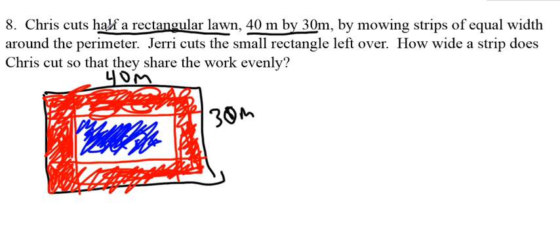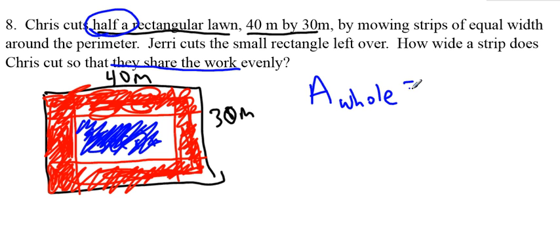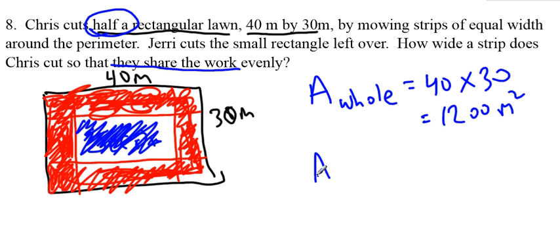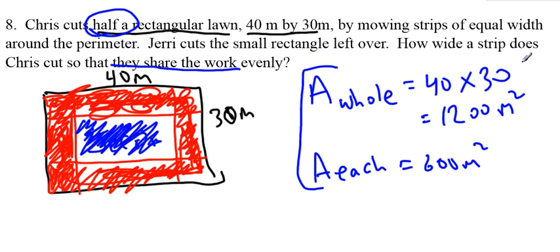And we know that Chris cuts half, or put another way, they share the work evenly. So we know that the area of the whole shape, we can calculate that. The area of the whole shape is 40 by 30, which is 1200 meters squared. So each person is responsible for half of that. So each person between Jerry and Chris is going to be mowing 600 meters squared. So we'll use those calculations in our formal problem solving.